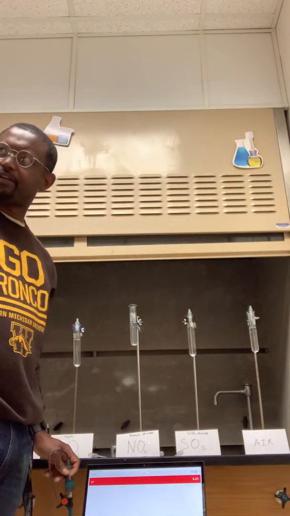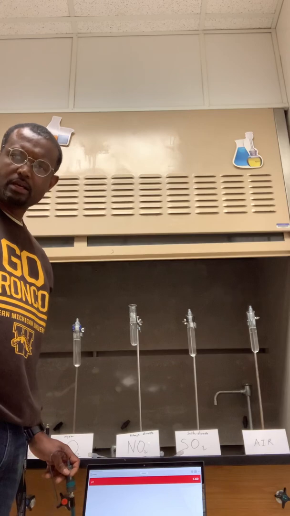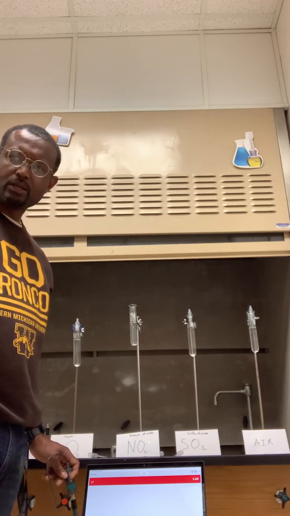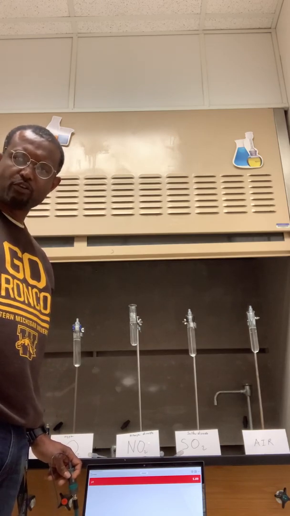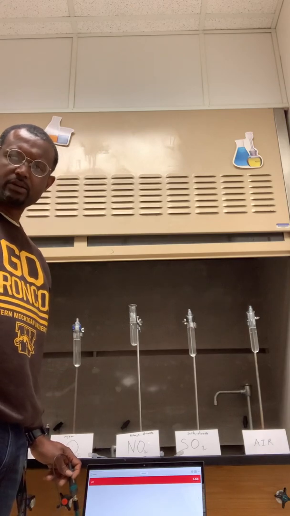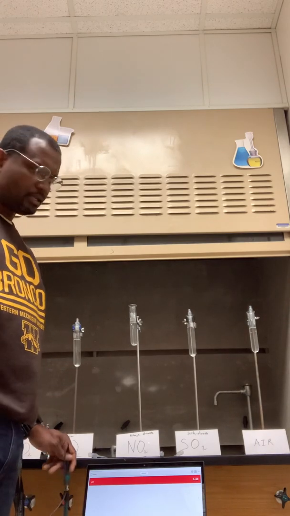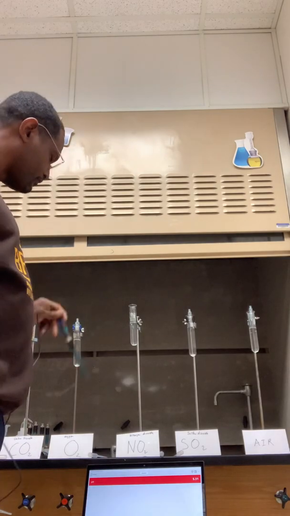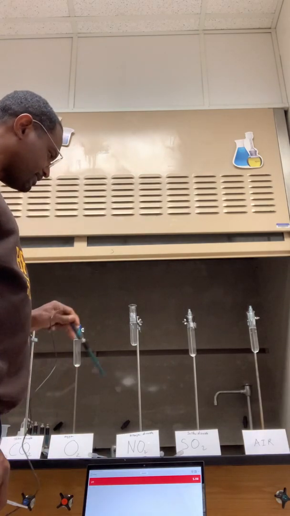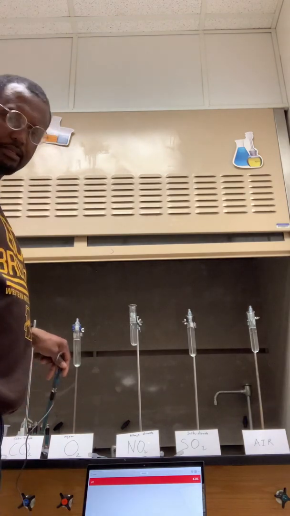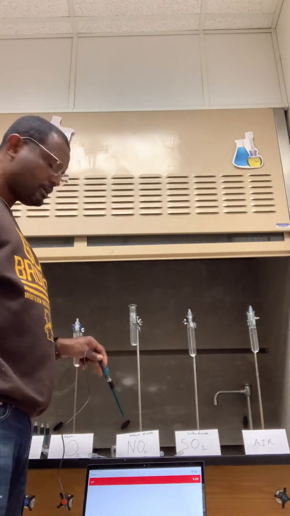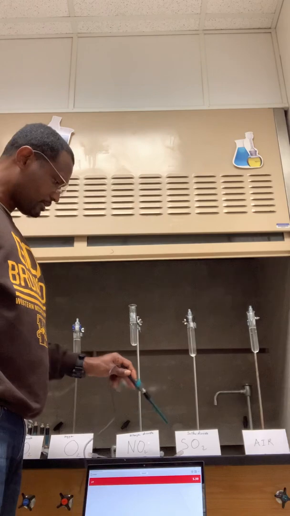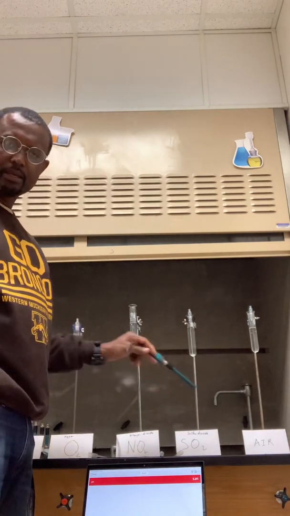In investigation number one, we wanted to determine which gases might form acid rain. So in this activity, we set up gas generators for 5 different gases. We have carbon dioxide, oxygen, nitrogen dioxide, sulfur dioxide, and air.